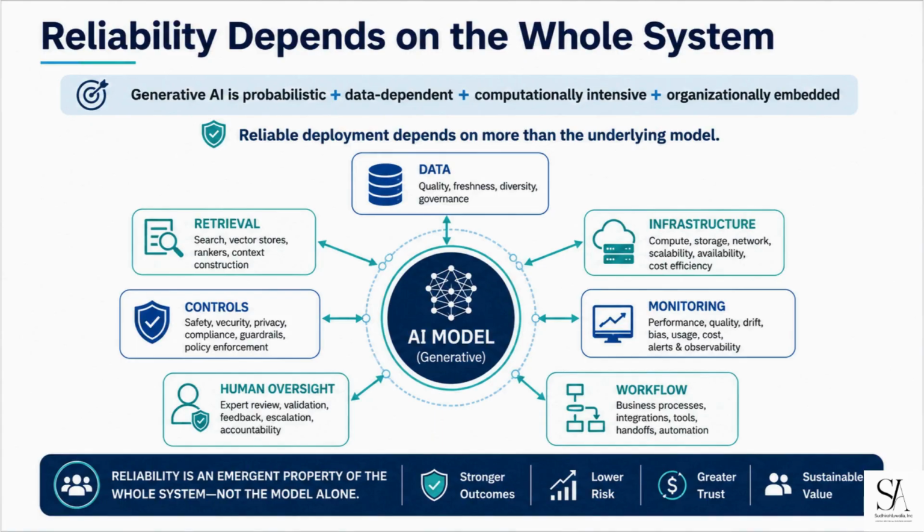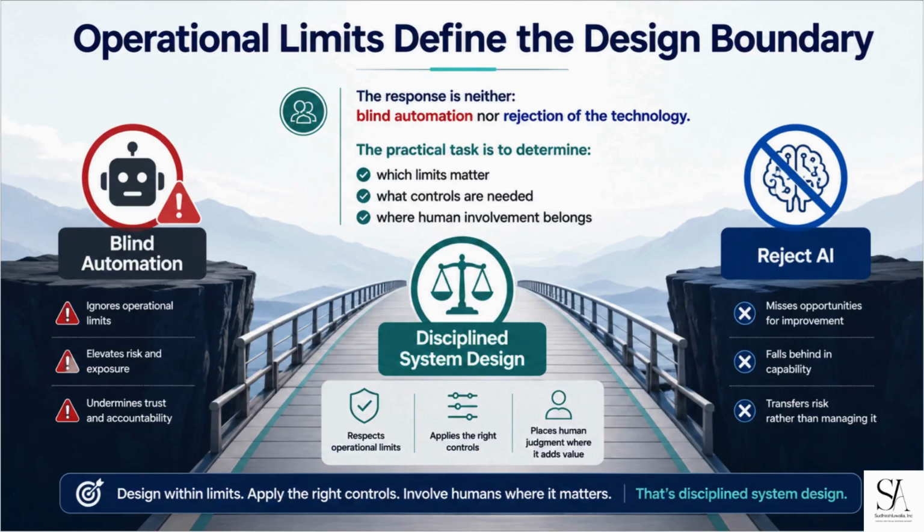The appropriate system may therefore combine several approaches. A smaller model may perform one predictable task. A larger model may handle more complex reasoning. Retrieval may supply authoritative information. Deterministic software may enforce specific rules, and people may review the points where professional judgment is required.